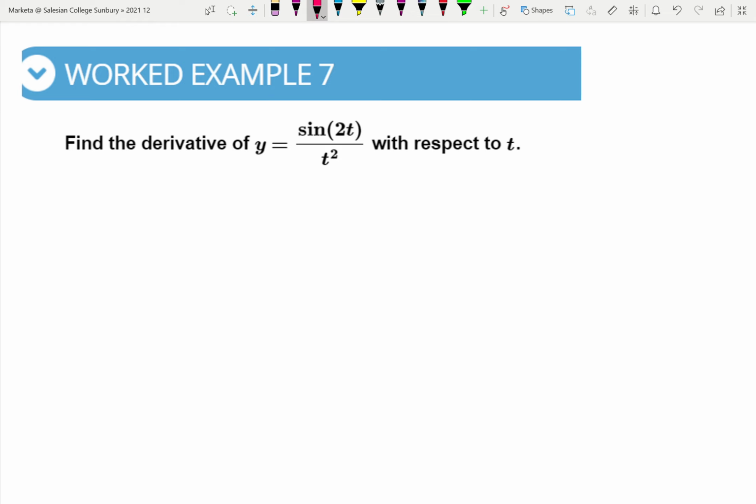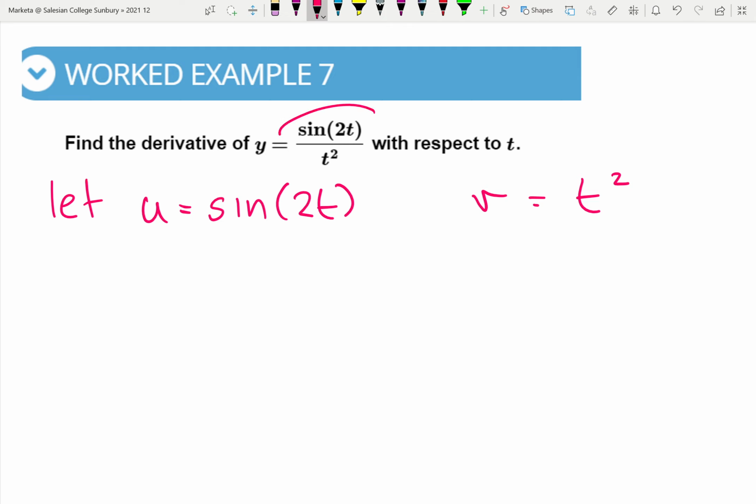In this case though, I can't cancel the t's or anything like that, so I'm going to use the quotient rule. It's already y, so I can say let u equal what's on top, and v is t squared. When we did the product rule last time, we said that the first thing was u and the second thing was v. I think it's really good to keep it like that, because then the first thing here is u and the second thing is v as well.